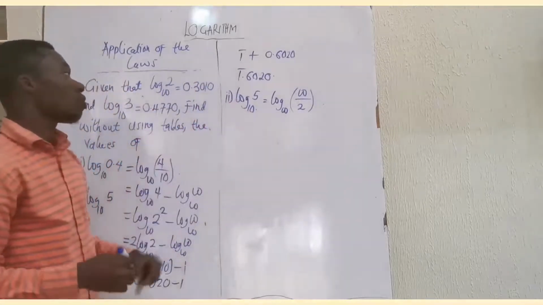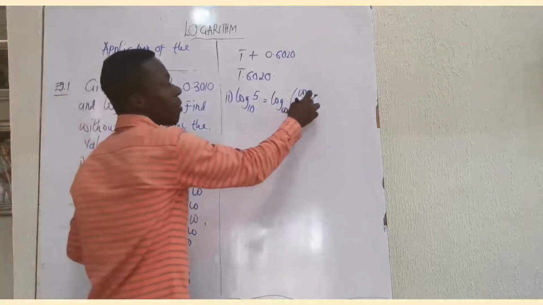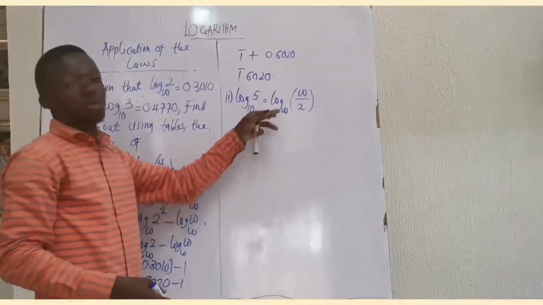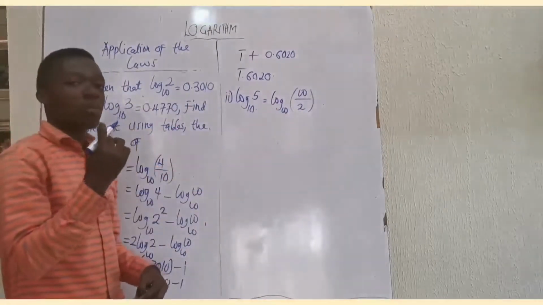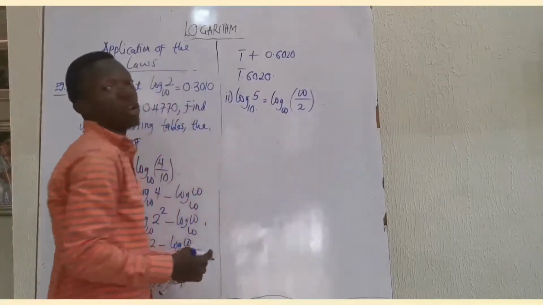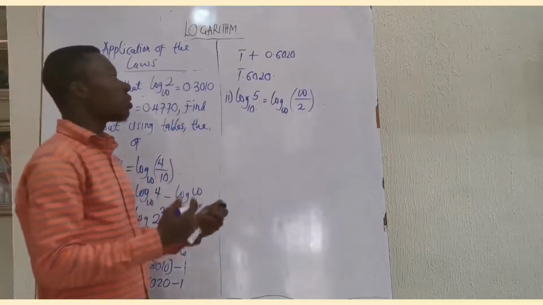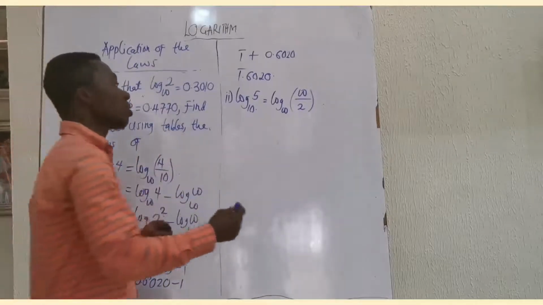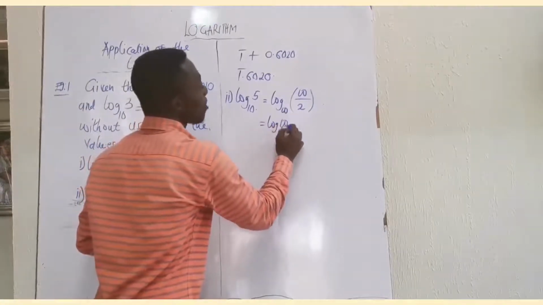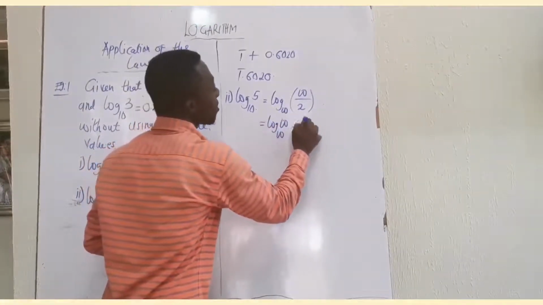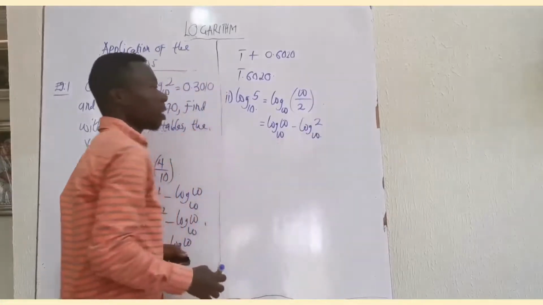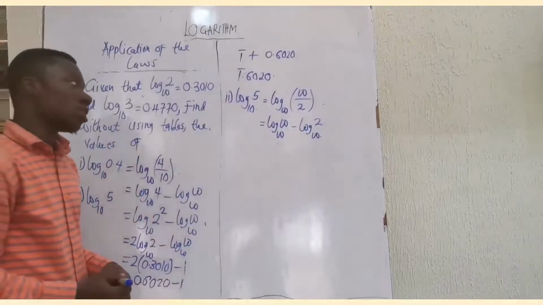Right. So once you're able to get that, then remember, if I'm having log of 10 over 2 to the base of 10, which law should come to mind? The second law, right? The second law is saying that if I have logarithm of division, it should result in subtraction. So here it is going to be log of 10 to the base of 10 minus log of 2 to the base of 10. I believe that is okay on your side.